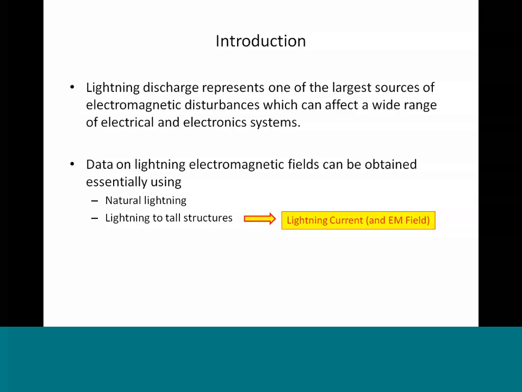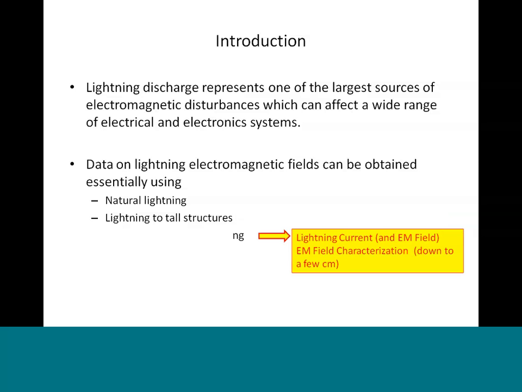The data that we can obtain from lightning striking instrumented structures is lightning current, and in some cases electromagnetic fields. With instrumented towers we can measure the current that is flowing through the tower, and we can characterize that current. And the third case is artificially initiated lightning, which gives lightning current and electromagnetic fields, but with the difference that we can measure electromagnetic fields of lightning from distances down to a few centimeters.